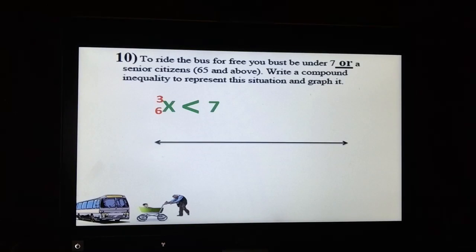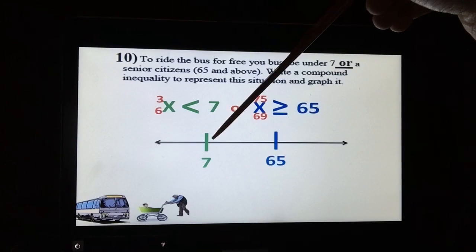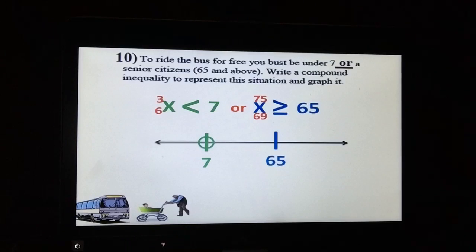Now, the other part of this is senior citizen. Senior citizen is 65 and above. So when we put x compared to 65, we do want the or equal to bar, because it says 65 and above. These are some ages of people who are above. So 75 is greater than 65, okay? You see the or here, so we're going to put the or in there. Therefore, we're going to say that 7 and 65 are on the graph. This one's an open circle. This one is a closed circle.